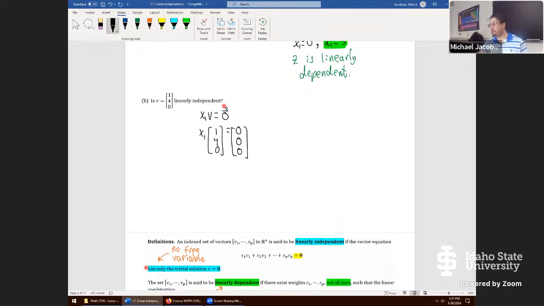If we move this out a little bit further, let's do the scalar multiplication here. We would get x1, 4x1, and 0. Let me fix that penmanship a little bit.